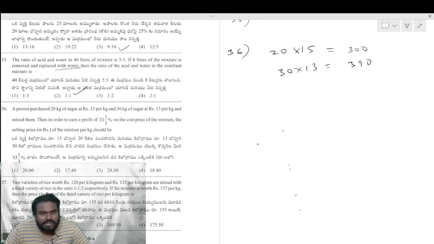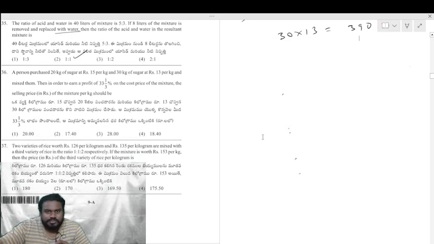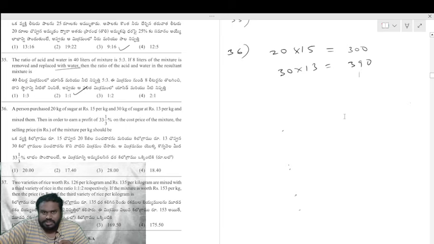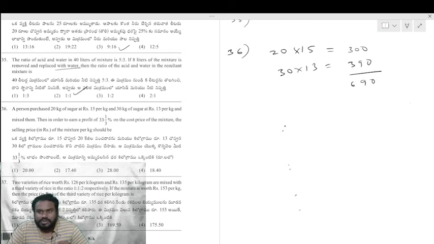Then in order to earn 33 1/3%, or 33.33 you can say, profit on the cost price of the mixture, the selling price of the mixture per kg should be... okay, the selling price, how much is it becoming? Now how much is it becoming? 690. So 690 is spent for buying the two types, type 1 and type 2. So on this, how much is the profit he is getting?